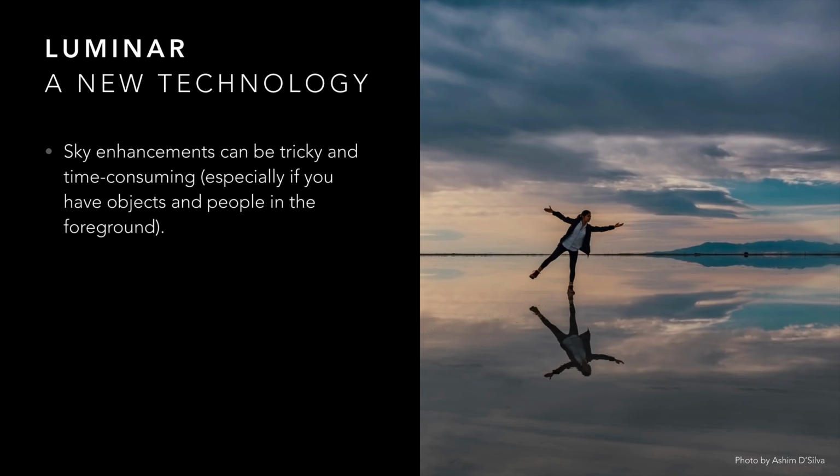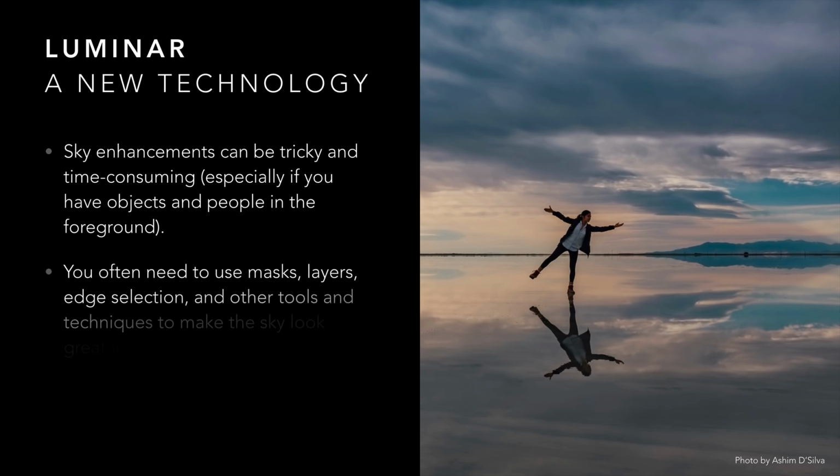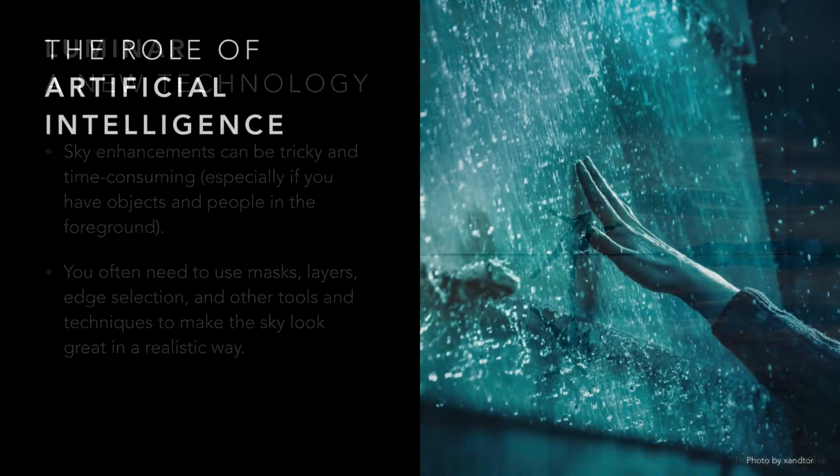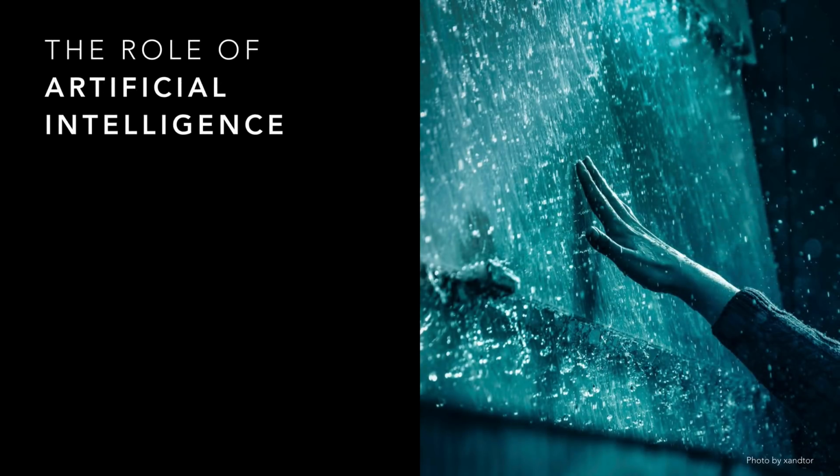First up, we know that sky enhancements can be quite tricky and time-consuming, especially if you have objects or people in the foreground, leading to halos or bad edges or problematic adjustments. You often have to use masks, layers, selections, and other tools to really make the sky look great in a realistic way. But fortunately, artificial intelligence can do this job for us.